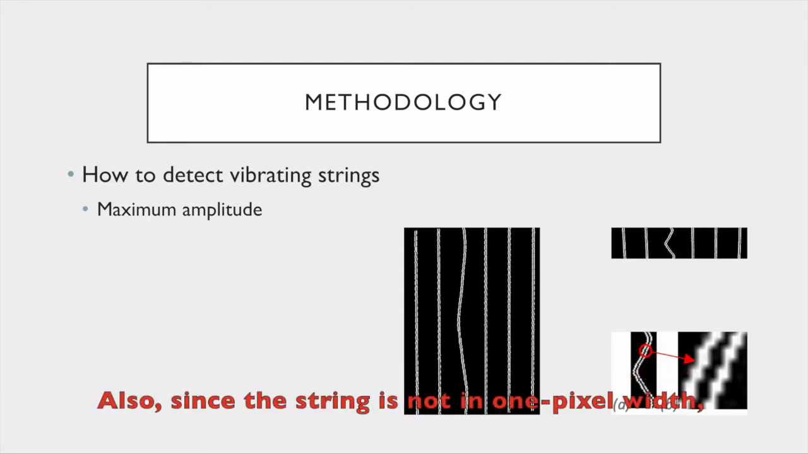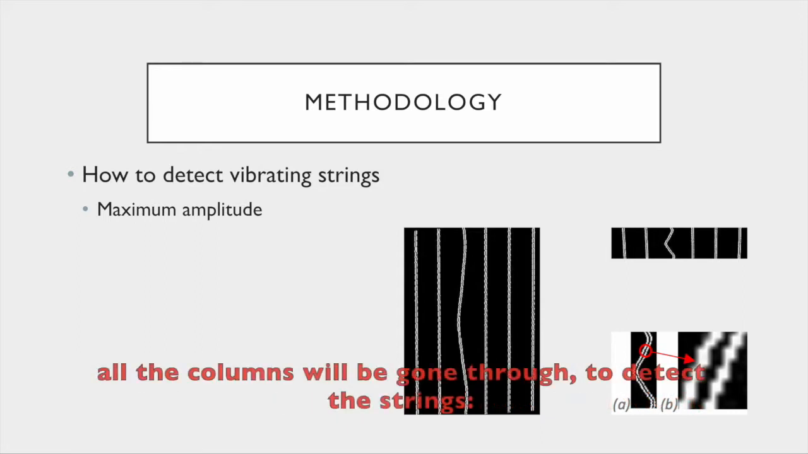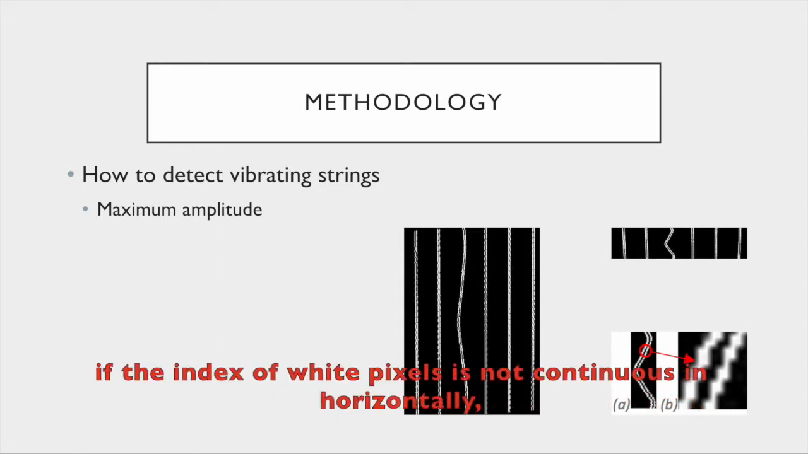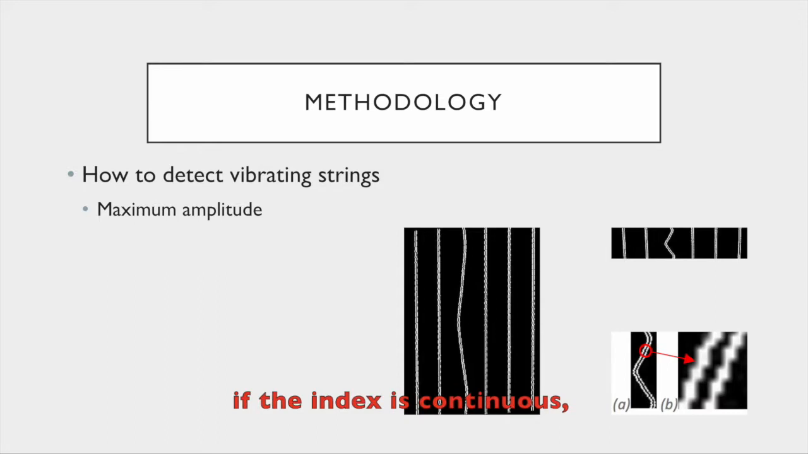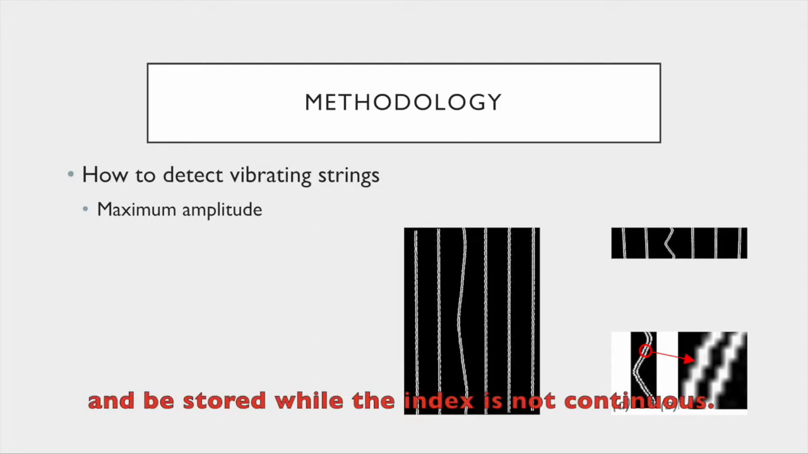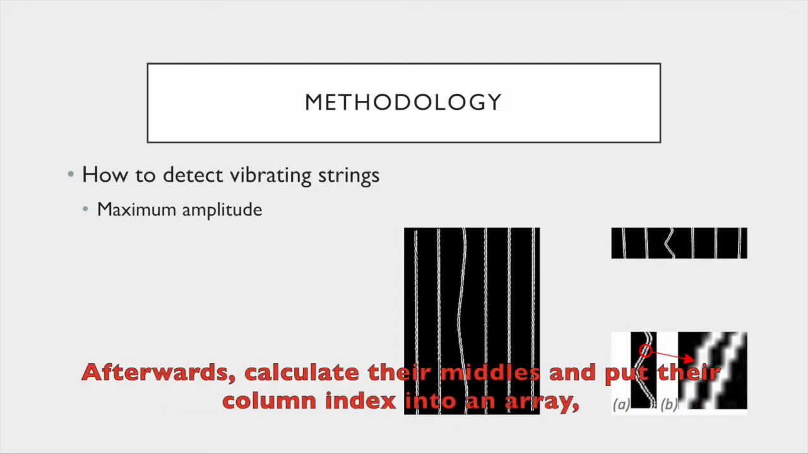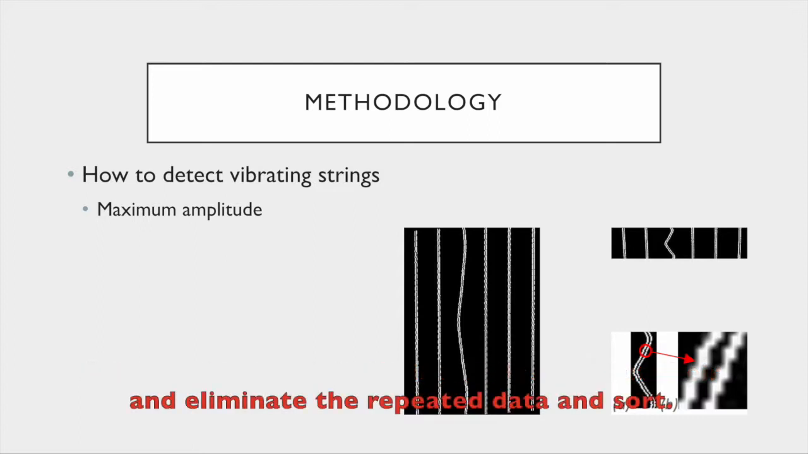Also, since the string is not one pixel wide, all the columns will be gone through to detect the strings. If the index of y pixels is not continuous horizontally, the start point of the width of the string starts counting and is stored, while the index is continuous. If the index is continuous, the endpoint of the width of a string starts counting and is stored, while the index is not continuous. Afterwards, calculate their middles, put their column indices into an array, eliminate the repeated data and sort.